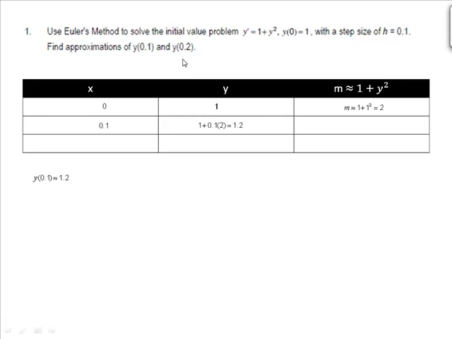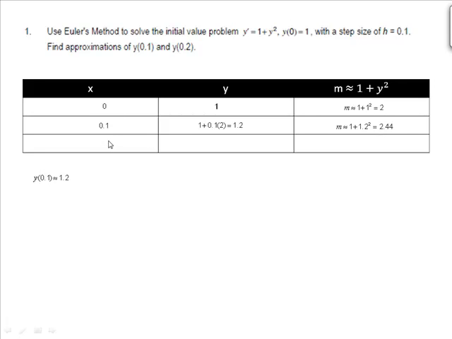And then to get the approximation for y of 0.2, we'll just repeat the process. Calculate the slope using the derivative. y prime is 1 plus y squared. In this case, y is 1.2. So you get 1 plus 1.2 squared. 1.2 squared is 1.44. Add 1 to that, and you get 2.44.